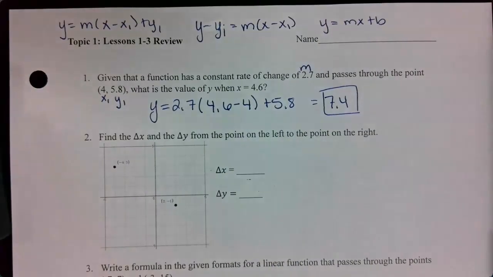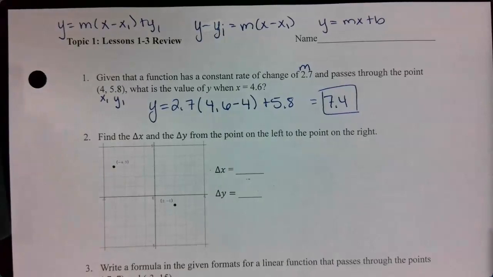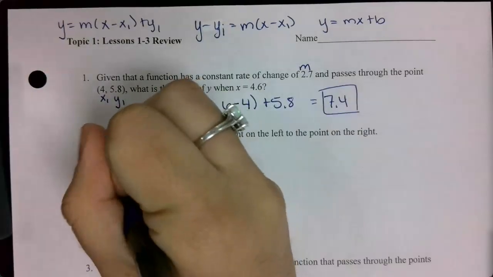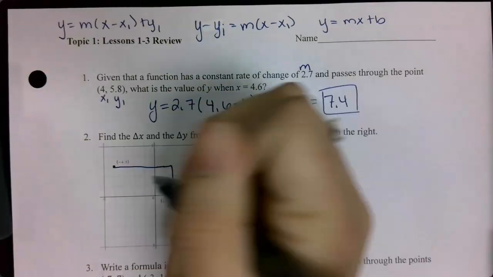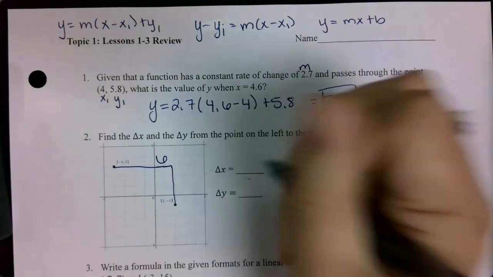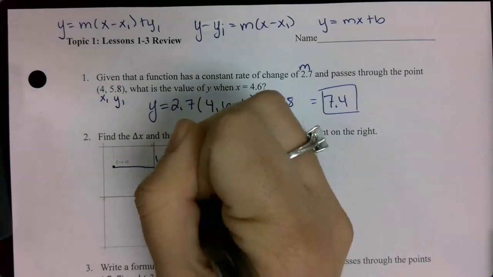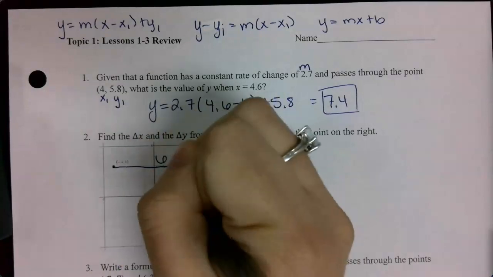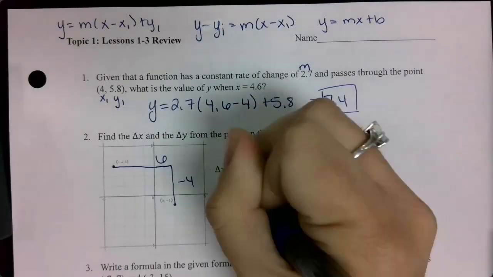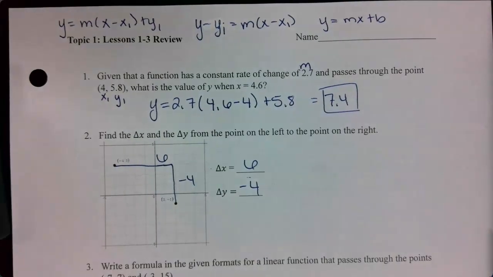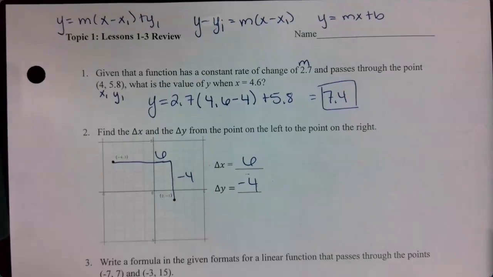My y value. Number 2 says find the delta x and the delta y from the point on the left to the point on the right. So delta x is how much I'm changing from left to right. I am going over 6. And then I am going down 3 to negative 1, so down 4. If I'm counting squares, I need to be careful and make sure that my squares are counting by 1, which they are in this picture.